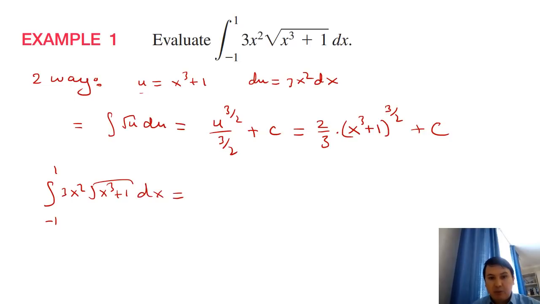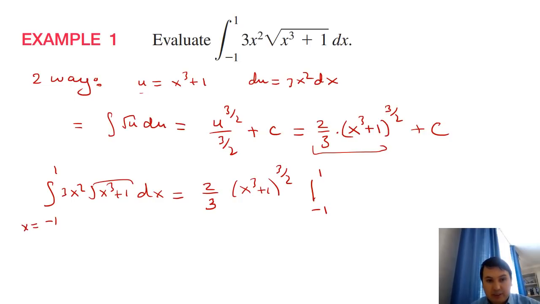Well, what you do is, we already know the antiderivative, it's given right here, so you simply write 2 over 3 x cubed plus 1, to the 3 over 2, and you simply evaluate from -1 to 1. Why is it -1 to 1? Because you remember these limits are for x, right? These limits are for x, and I have a function of x, so you don't have to change.